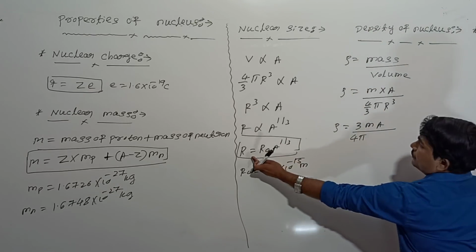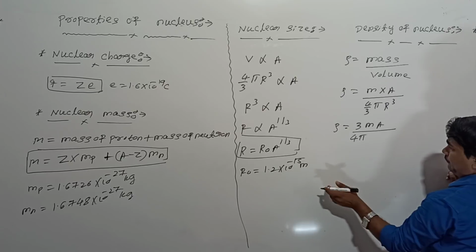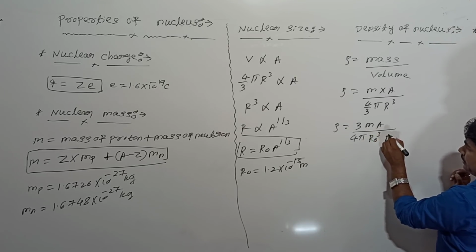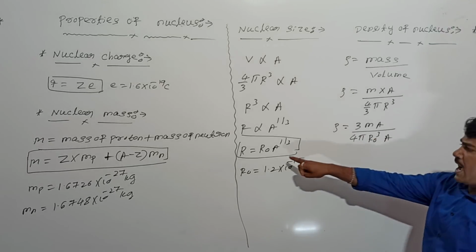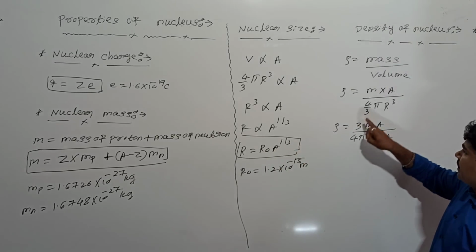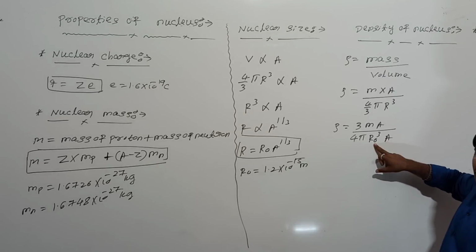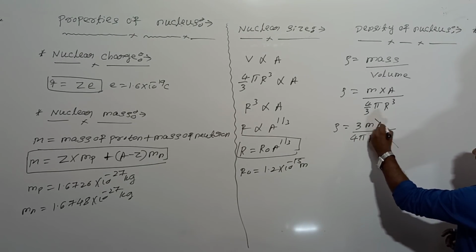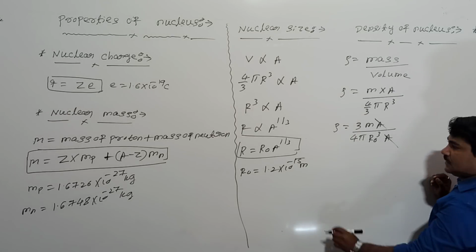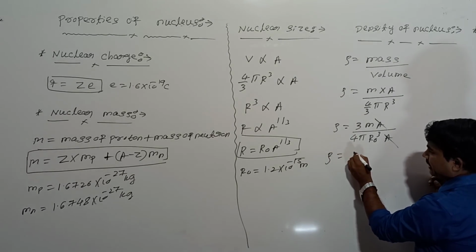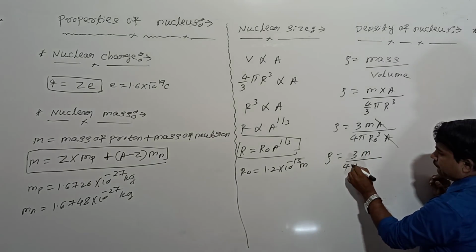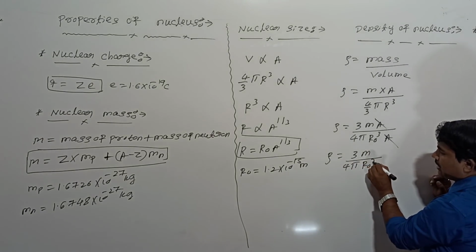How to represent R cube? From this equation, it is R0 cube into A, because R equal to R0 A raised to 1 by 3, then R cube means R0 cube into A. From this, the mass number gets cancelled. Then what is density? Density equals 3m divided by 4 pi into R0 cube.